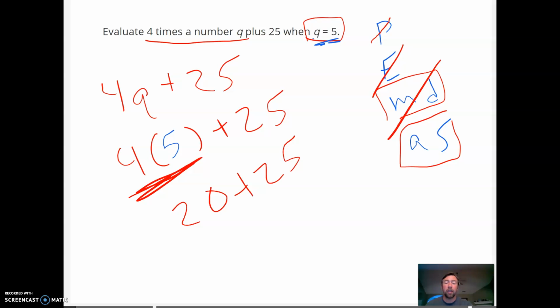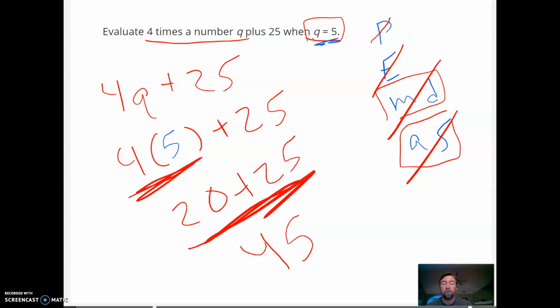Now we're going to look at addition and subtraction. This problem has one addition component, one part that's addition. It's 20 plus 25, which has a sum of 45. So that's our answer. So we're going to substitute in and then show each step on our way down.